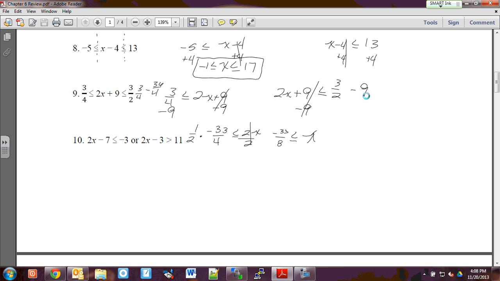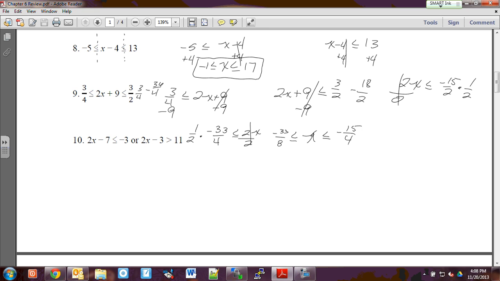Now do the same thing over here. This would be 9 is 18 over 2. Alright, so 3 minus 18 is negative 15. So 2x is less than or equal to negative 15 over 2. Dividing by 2 is, again, the same thing as multiplying by 1/2. So this would be less than or equal to negative 15 over 4.